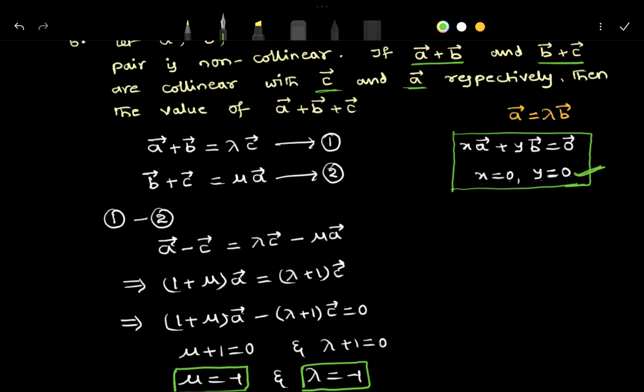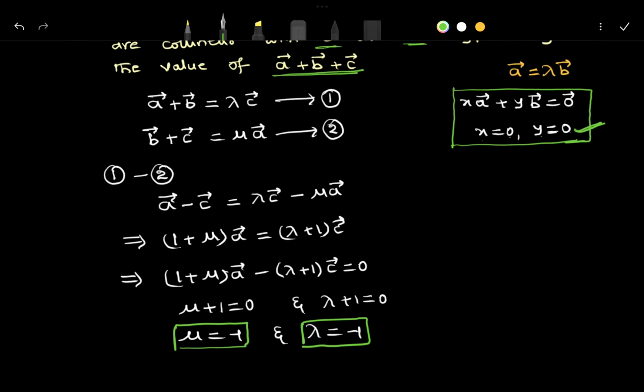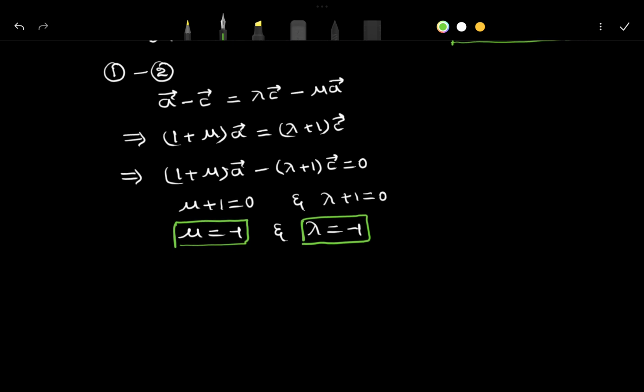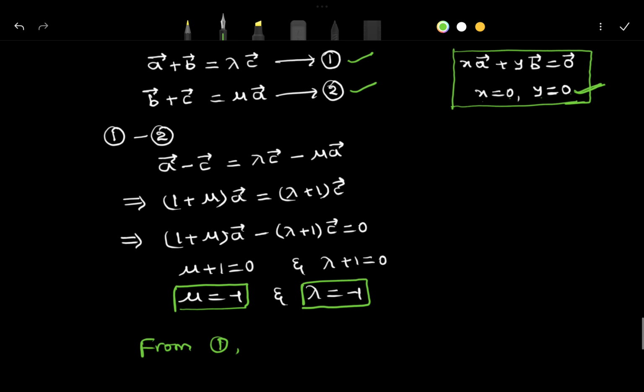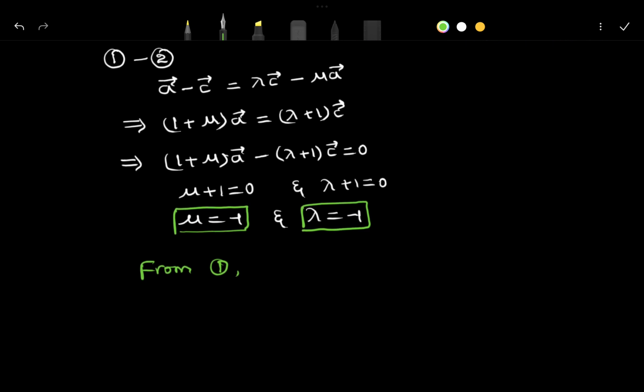So you want to find the value of A bar plus B bar plus C bar. Here, substitute either in the first equation or the second equation. From the first equation, we can write that A bar plus B bar is equals to lambda into C bar. So A bar plus B bar is equals to lambda value, which is minus 1, minus C bar. Now you get, on the left hand side, A bar plus B bar plus C bar is equals to 0 bar.